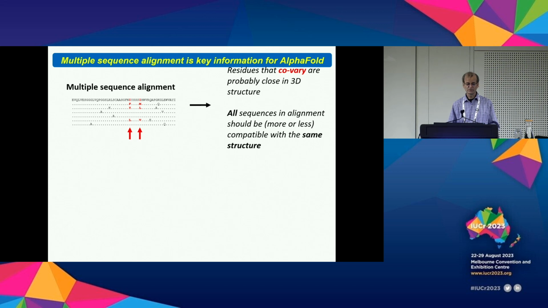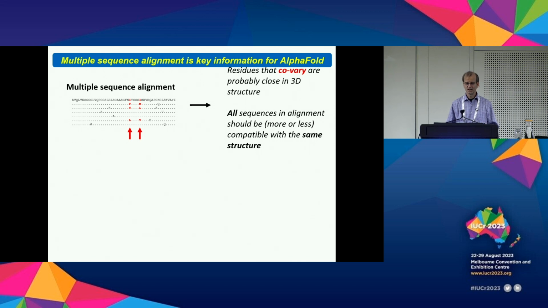The multiple sequence alignment is key information for AlphaFold. So just to remind you, a multiple sequence alignment is a list of sequences that are aligned to each other using some procedure or another, where it's thought in this sequence alignment that residues that are one above the other correspond to each other in a structure, and all the structures in a sequence alignment are somewhat similar.